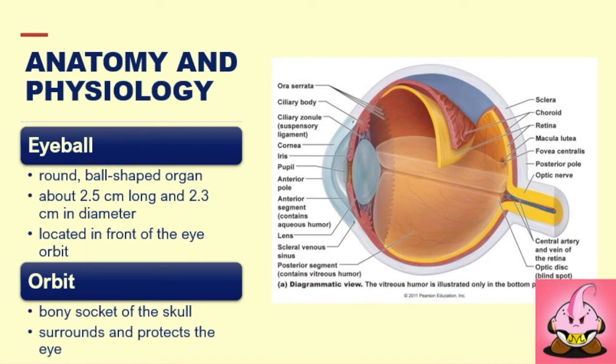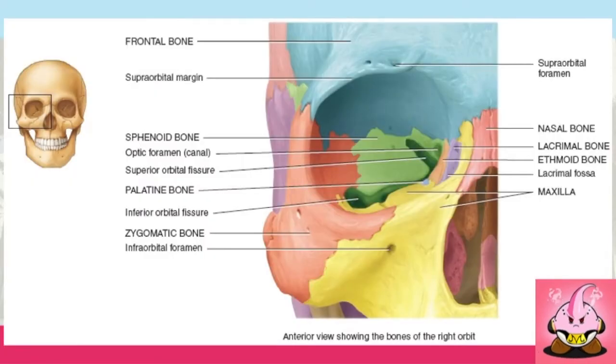When I say orbit, that is the bony socket of the skull, and the orbit is the one that surrounds and protects the eye. So the orbit is where our eye is inserted. The orbit is a part of your skull. So let us see the bones of your orbit.